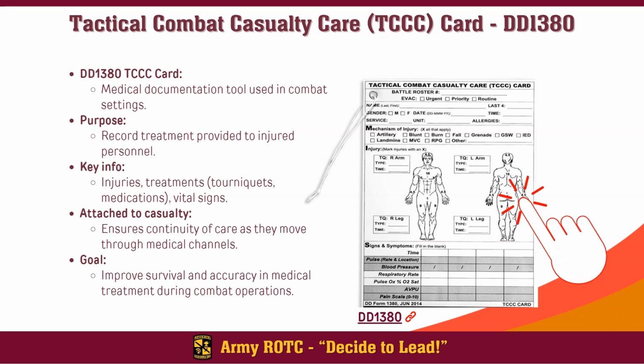Now, if you have the QR code screen pulled up, you'd be able to click either on that casualty care card or on that link below it, and it'll pull up the full version of that card because there is a front and back side.